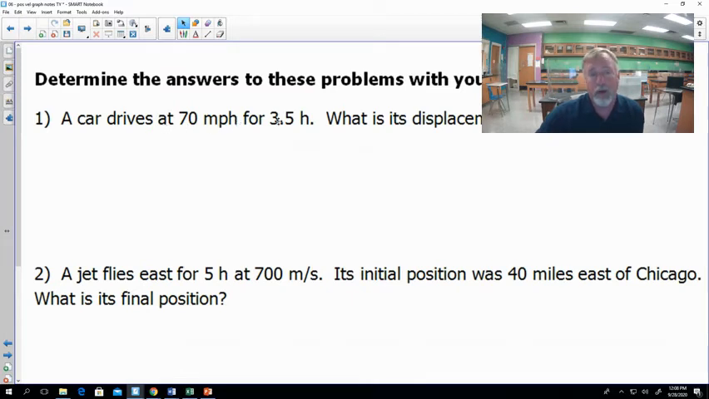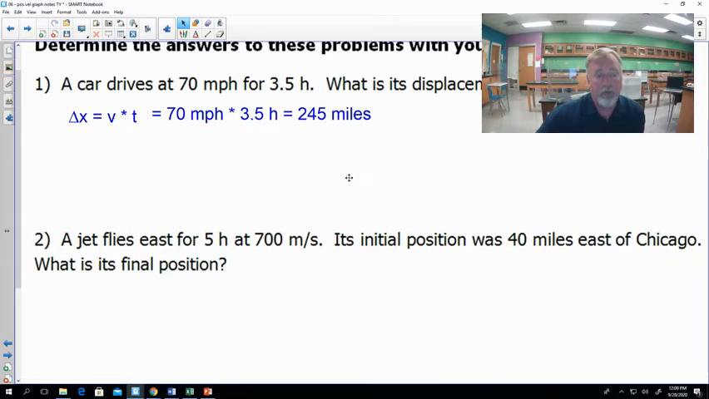A car drives at 70 miles an hour for 3.5 hours. So we have a velocity and a time, and we're asking for its displacement, delta x. Well, we remember from the previous page, our delta x is velocity times time. Plug in our variables: 70 miles an hour times 3.5 hours. You've gone 245 miles.